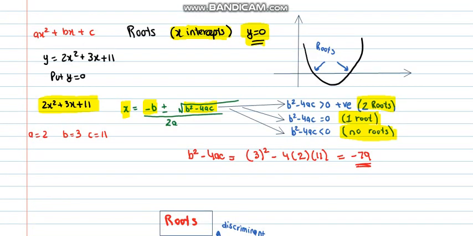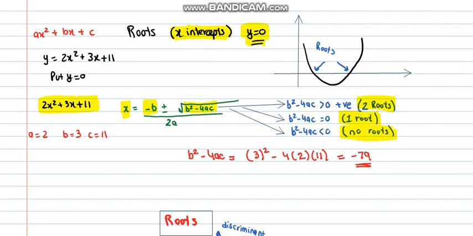Our next topic is, do bear in mind that roots are the x-intercepts. They occur when y equals 0. For example, we have y equals 2x squared plus 3x plus 11. When we put y equals 0, we need to solve this equation, 2x squared plus 3x plus 11. We cannot factorize it, so what we can do is put it in the quadratic formula, minus b plus or minus square root of b squared minus 4ac, over 2a.